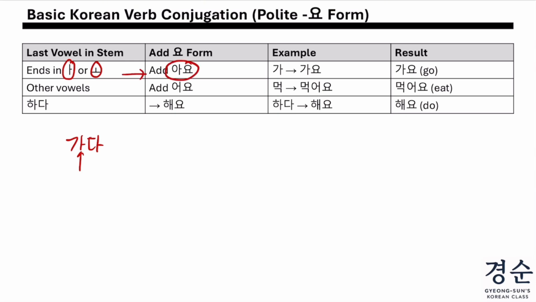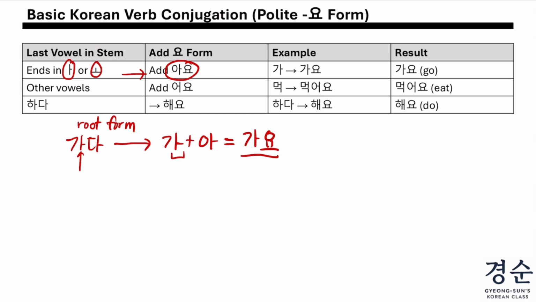Okay, so basically 가다. So this is the root form. It's 가다, right? So you remove the 다, so 가. We take only the 가, and we add ayo. But since it's already a here, we just make it 가요. We just add yo only. Okay, 가요, which means to go.